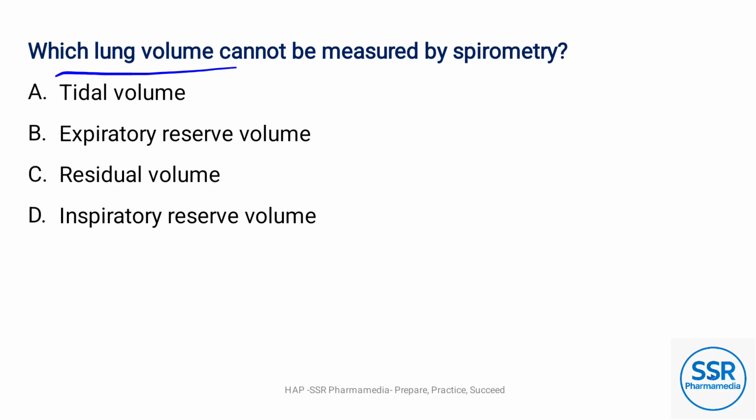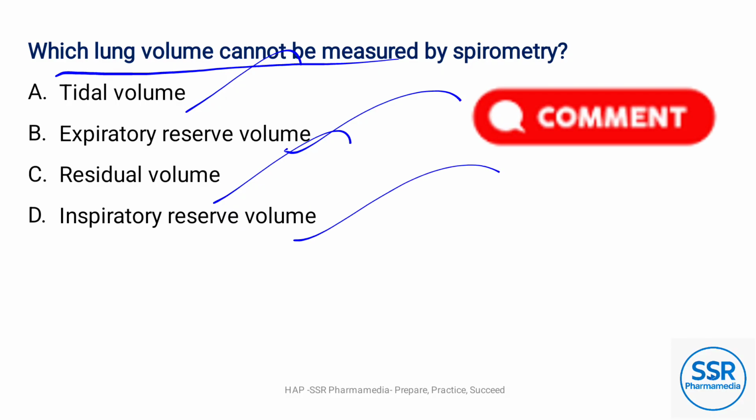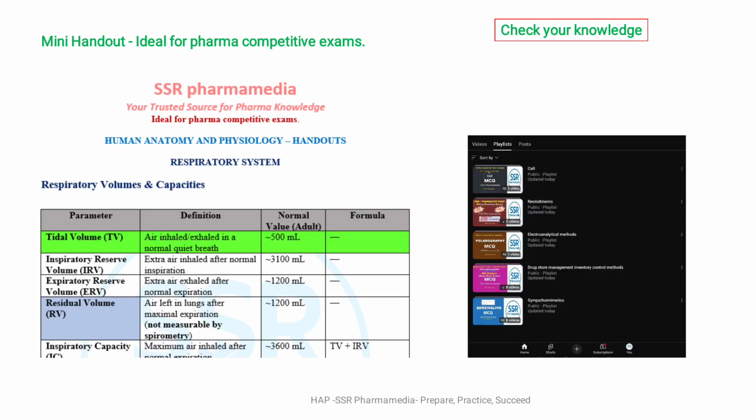Next, which lung volume cannot be measured by spirometry? Option A, tidal volume. Option B, expiratory reserve volume. Option C, residual volume. Option D, inspiratory reserve volume. Tell the answer in the comment box.